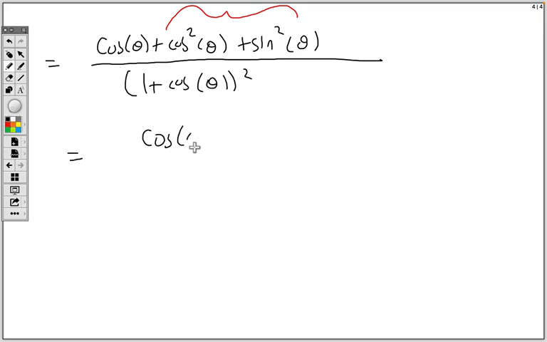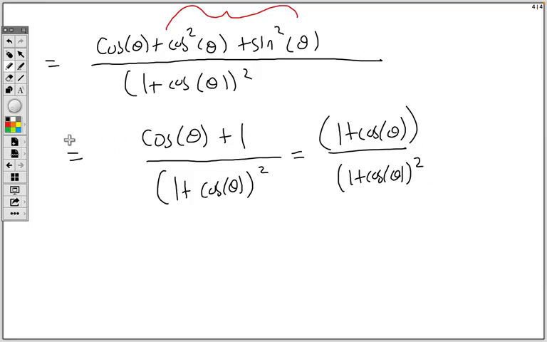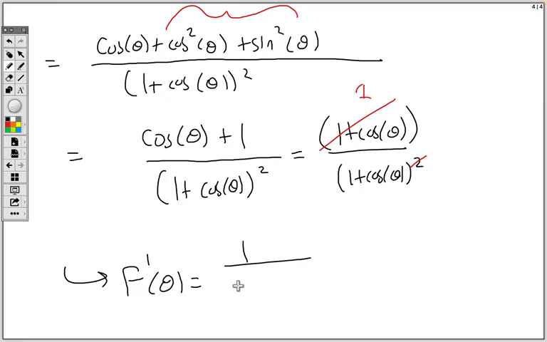So the numerator now, we've got cosine of theta plus 1 divided by the quantity 1 plus cosine theta squared. And now if we rewrite the numerator, cosine of theta plus 1 is 1 plus cosine theta. You say tomato, I say tomato. 1 plus cosine theta squared. And now we can see what happens. We do get some cancellation, but now it's legal. We're left with a 1 in the numerator. And so when it's all said and done, we get f prime of theta is 1 divided by 1 plus cosine of theta. So that'll do it for example 1.